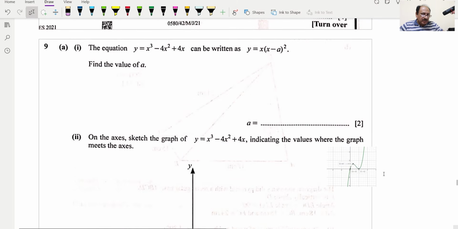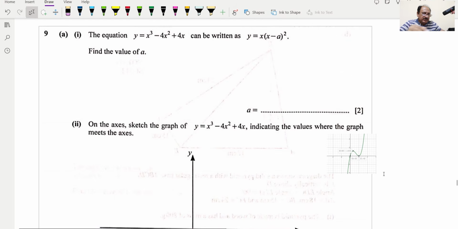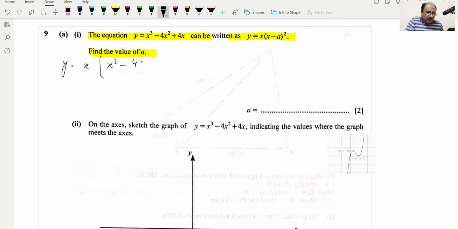Now question number 9. Question number 9 says this is the equation provided, can be written in the form of this. So it's basically a completing square question. So what we will be doing, first of all, we will be taking x common to write in completing square format. So y is equal to x, we can take common, and inside will be x squared minus 4x plus 4.